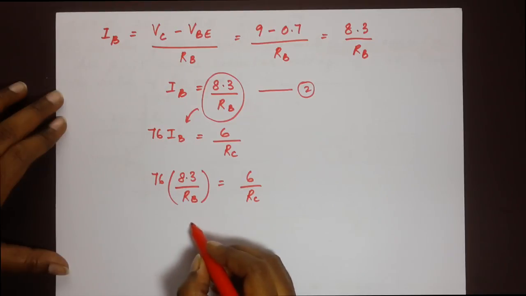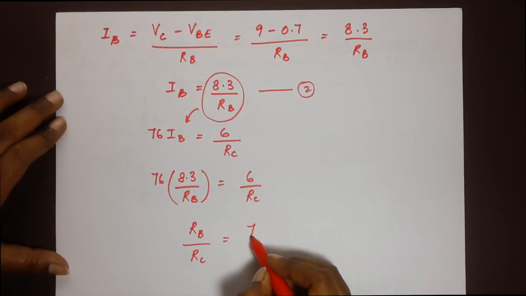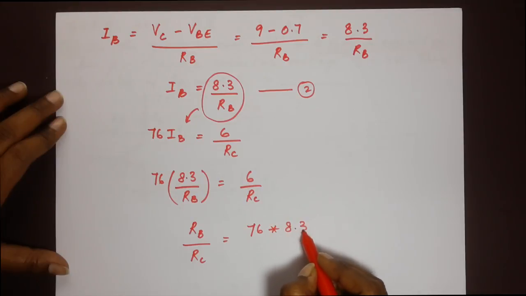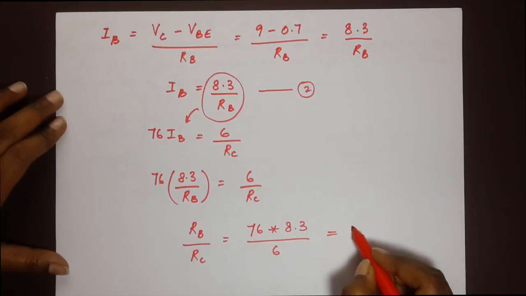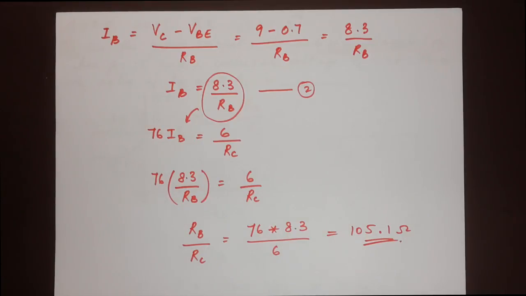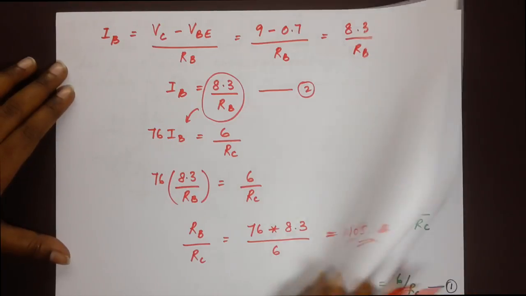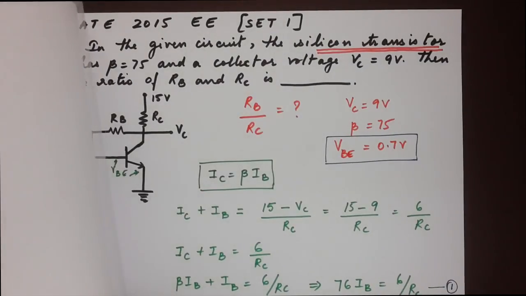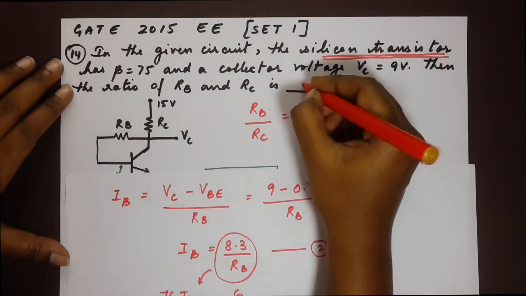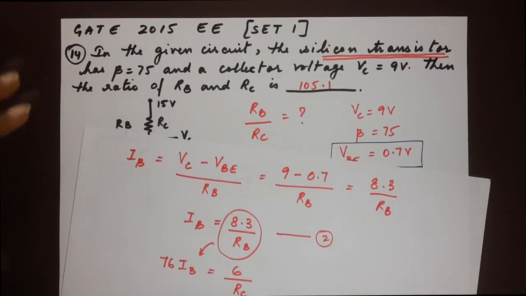We now can write the ratio asked in the question. RB by RC is equal to 76 into 8.3 divided by 6, and that gives us a value of 105.1 ohms. Or just 105.1, since this is a ratio, it's not written in terms of ohms. So the final answer here is 105.1. Well, I hope this has helped.